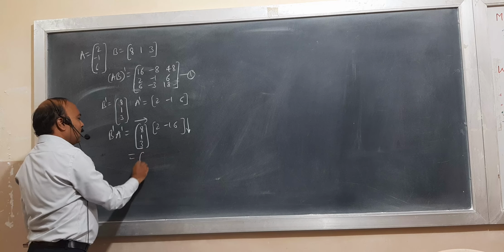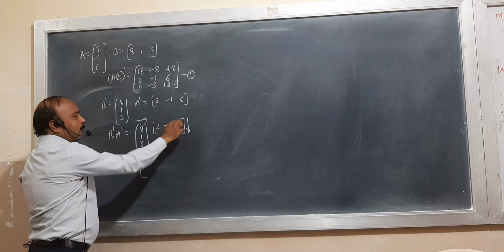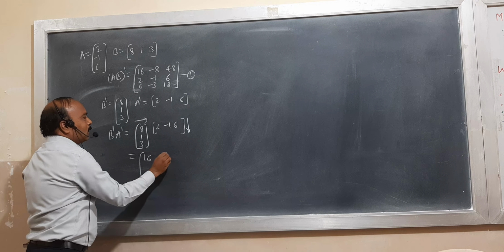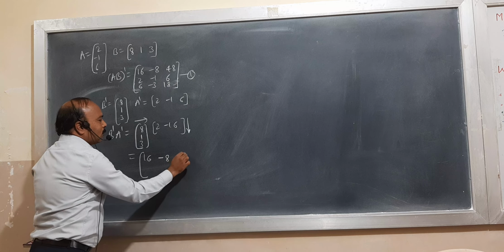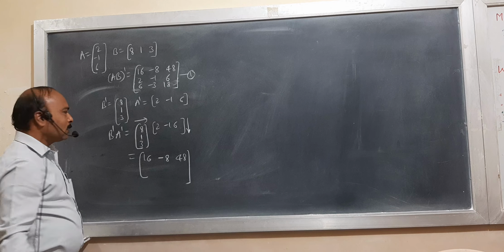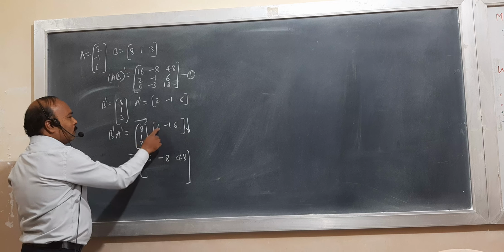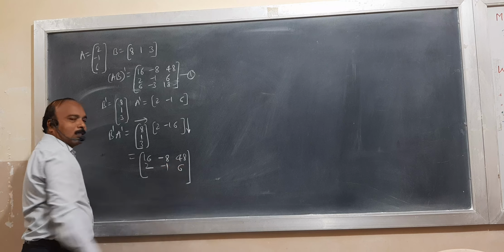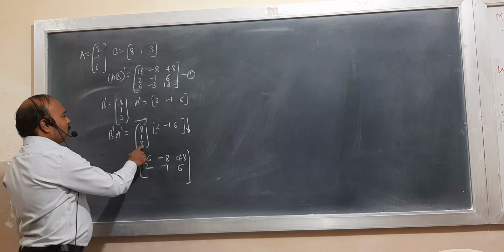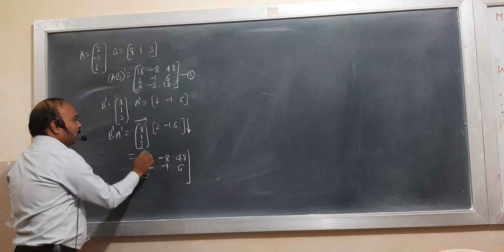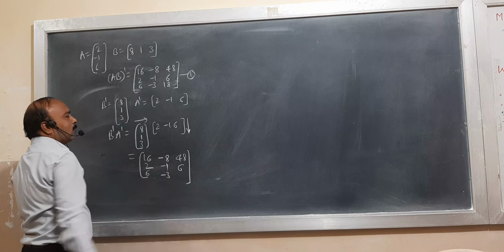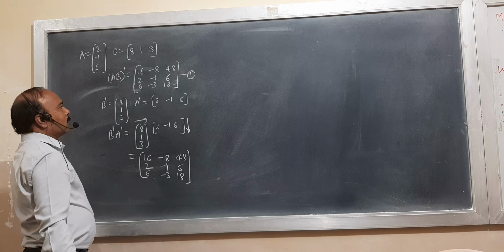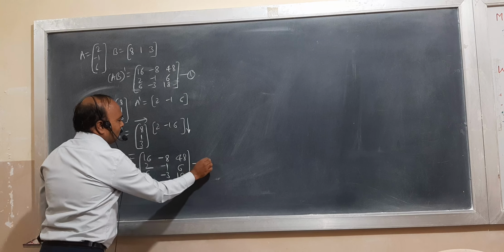Now, first we start with 8 with all the columns, that is 8 into 2, 16, 8 into minus 1, minus 8, 8 into 6, 48. Next, second row with all columns, 1 into 2, 2, 1 into minus 1, minus 1, 1 into 6 is 6. And third row with all columns, 3 into 2 is 6, 3 into minus 1 is minus 3, 3 into 6 is 18. Now you call this as equation number 2.